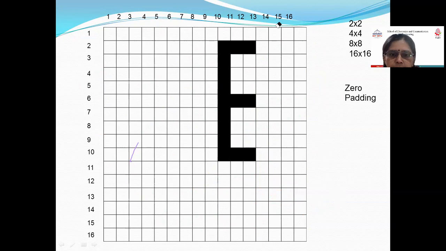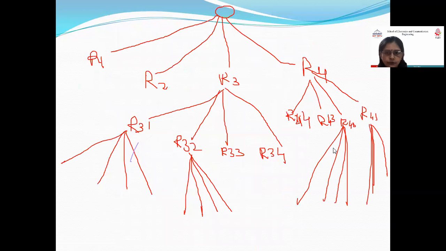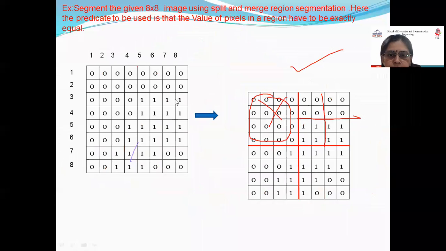So split and merge. After splitting, you can check whether you need to merge the regions. Okay. So we get these. This is the quad tree. Okay, so in the exam you might be given a small image and you might be asked to draw the quad tree. Okay, now this is one more example. Please note down this example for practice.